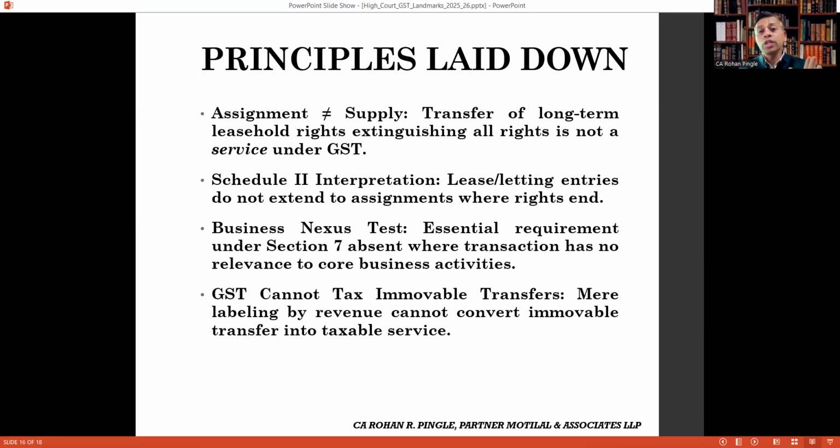Schedule 2 interpretation: the lease or letting entries do not extend to assignments where rights end. The business nexus test is also important. It is an essential requirement under section 7, absent where the transaction has no relevance to core business activities. And GST cannot tax immovable transfers. Very important: mere labeling by revenue cannot convert an immovable transfer into a taxable service.